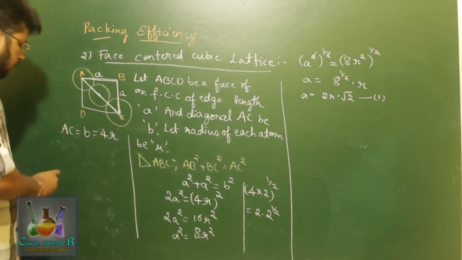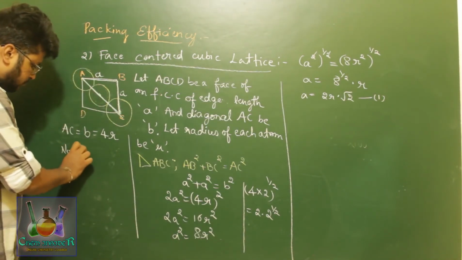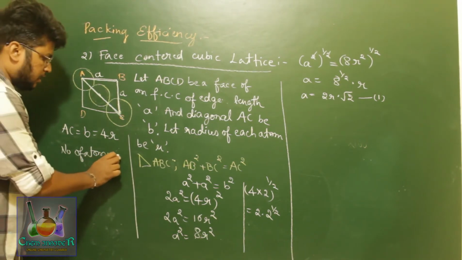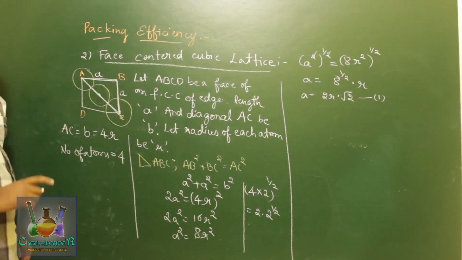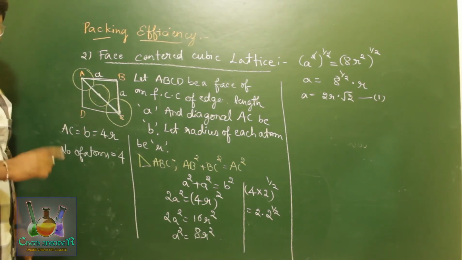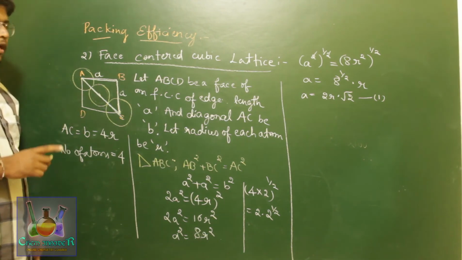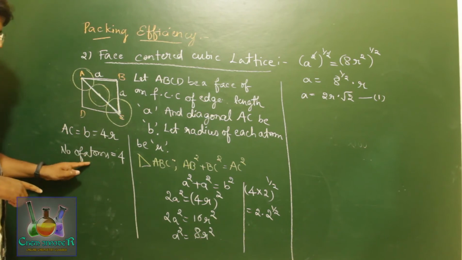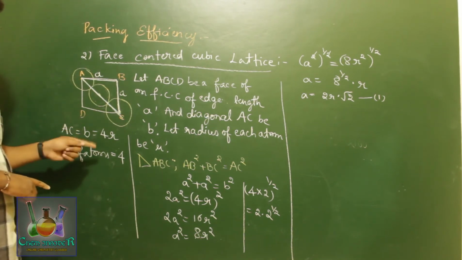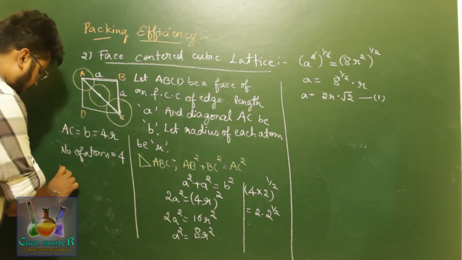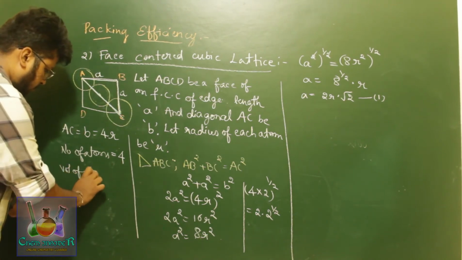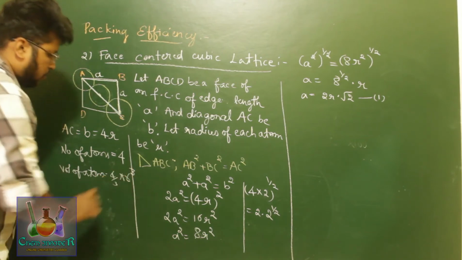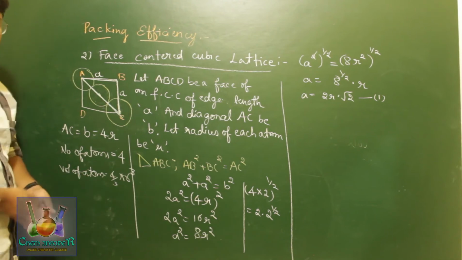Now for the number of atoms. The number of atoms in FCC, we know, is 4, because it has 8 atoms at the 8 corners sharing 1 by 8, so that cancels out to give 1 atom, and 6 atoms at the 6 faces whose share is half, that gives us 3. Okay, so 1 plus 3 gives us 4. Next, the volume of an atom is equal to 4 by 3 pi r cube. Okay, volume of each atom is 4 by 3 pi r cube.